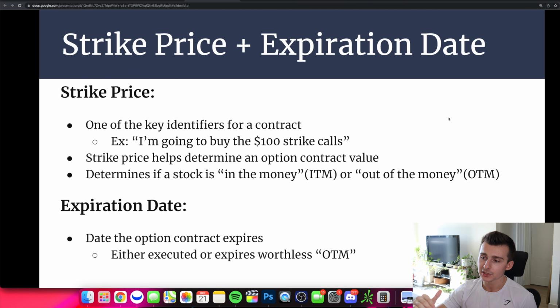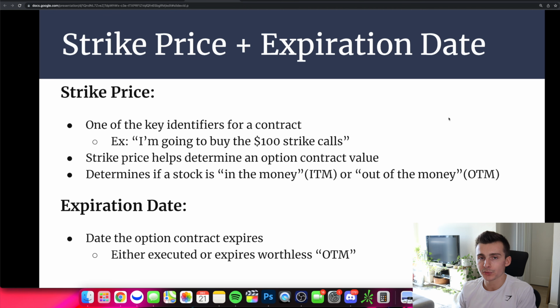But the strike price, I want to cover this. It essentially is what you use to identify an option contract, and we'll show you a full walkthrough of identifying a bunch of strikes in just a second when we dive into the example. But if people talk about an option, they may say, I'm going to buy the $100 calls on this stock, or I'm going to buy the 100 puts. That's what they use to classify or name their option. So it identifies the option, right?